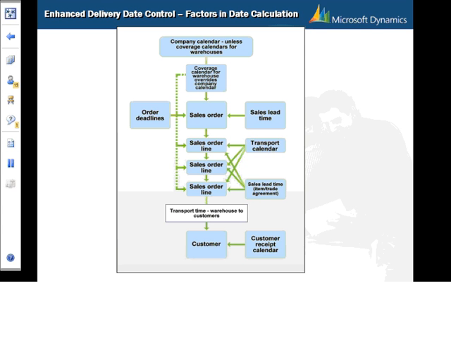So the factors in the following slide determine the earliest possible delivery date to the customer when you use the delivery date control functionality. It is on the basis of these various lead times, transport times, and calendars that Microsoft Dynamics AX calculates the earliest possible delivery date for a sales order. Let's have a look at these different factors and parameters.